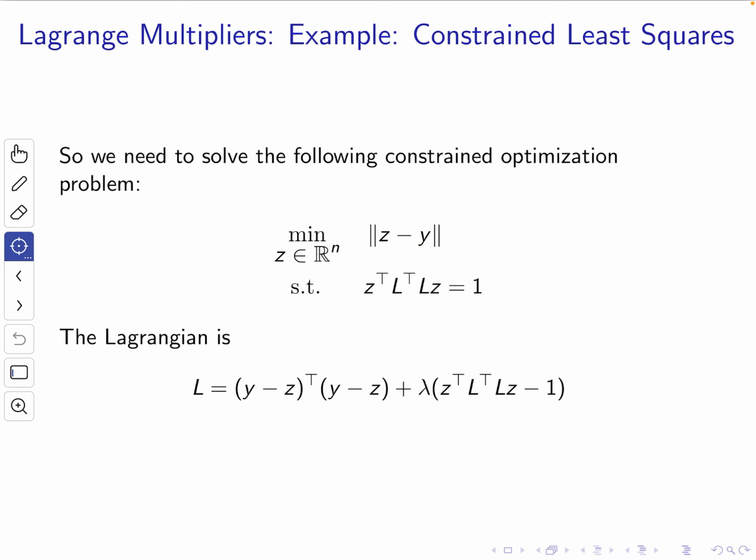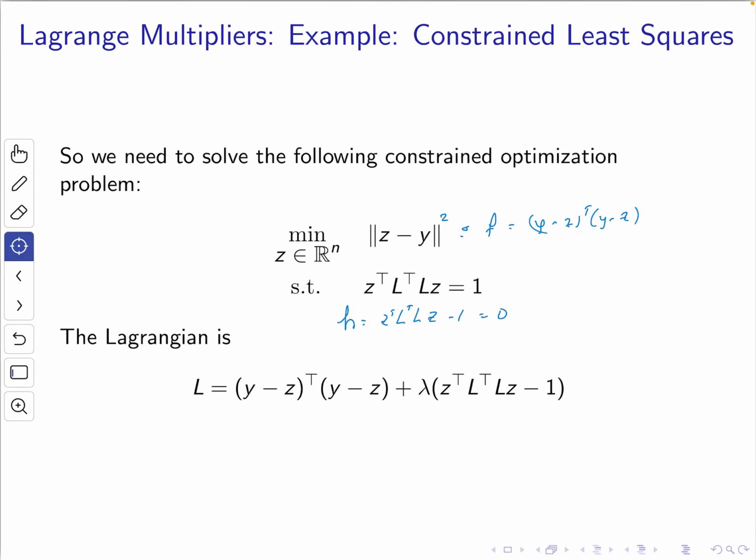Okay, so if we form the Lagrangian, the first thing we're going to do is make this a squared distance, because the element that minimizes the square of the norm also minimizes the norm. And so we're going to call this F, and of course h is going to be z transpose L transpose L z minus 1 equals 0. So here's my Lagrangian. It's going to be, of course, y minus z transpose times y minus z.